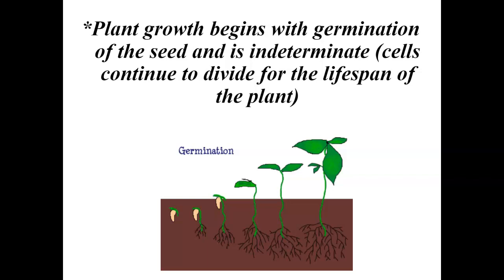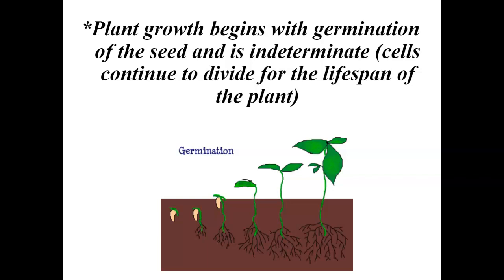Growth overall of a plant is considered to be indeterminate, which means for however long the lifespan of that particular plant is, its cells will continue to divide. And therefore, there's no predetermined growth limit. It will just grow, grow, grow. Unlike humans, where you grow until a certain age and then you don't grow any taller after that point. But with plants, that's not true. They will grow for their entire lifespan.